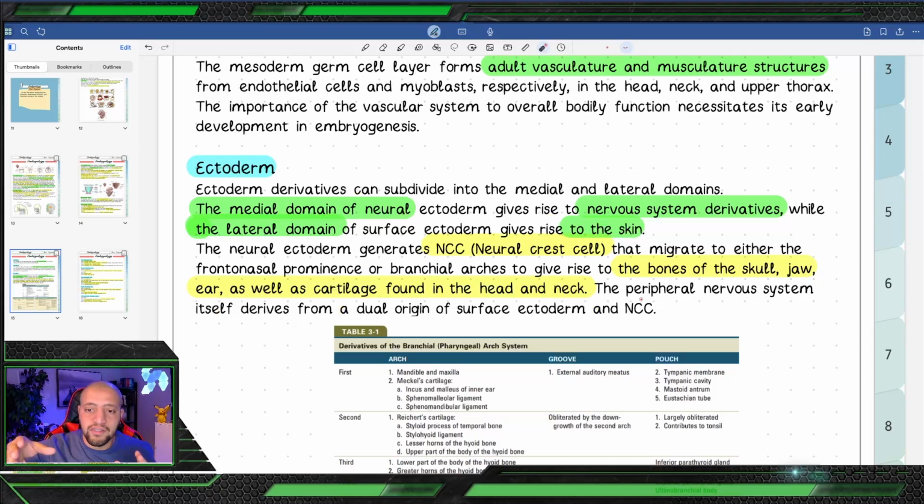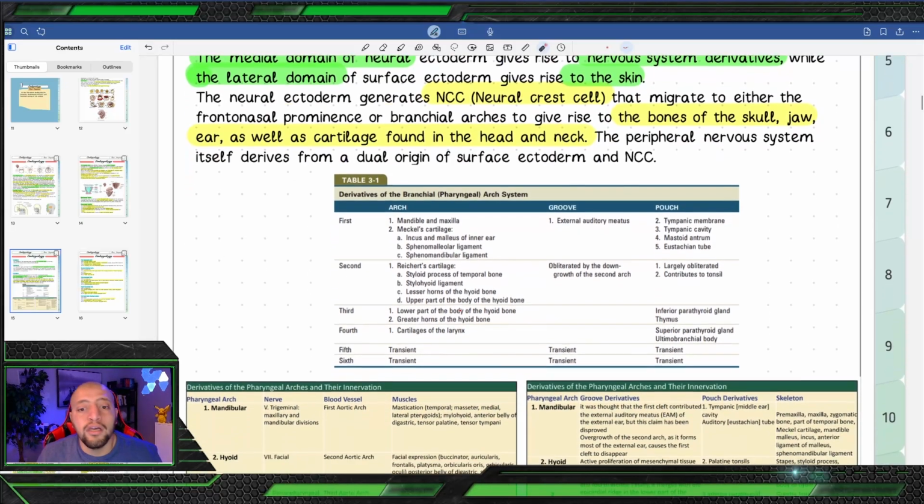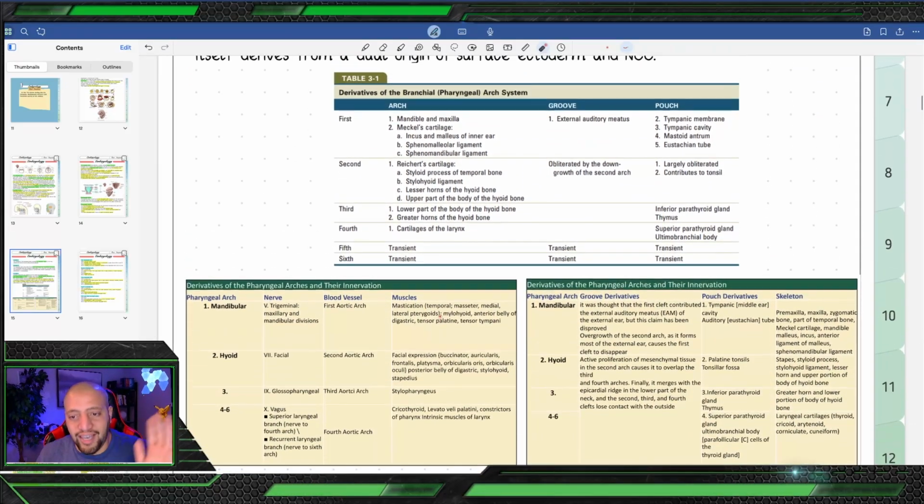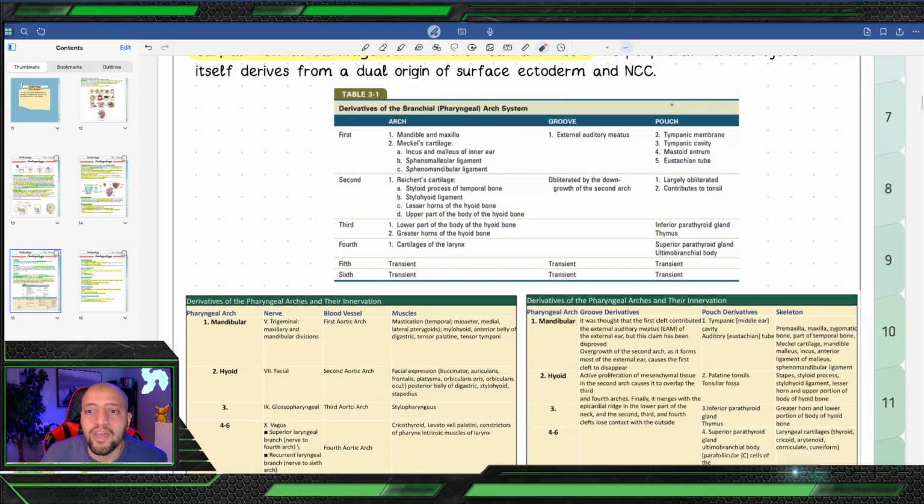These cells of the nervous system in part will give us the cranial nerves, which we're going to discuss simply here, and when we go to anatomy, we're going to discuss them in depth. It is also going to give us the innervation where it comes to the bone of the skull, jaw, and cartilage found in the head and neck. Okay, so if you don't like the story too much, you have these two slides which you need to memorize.